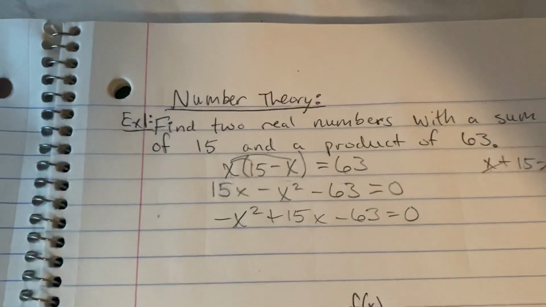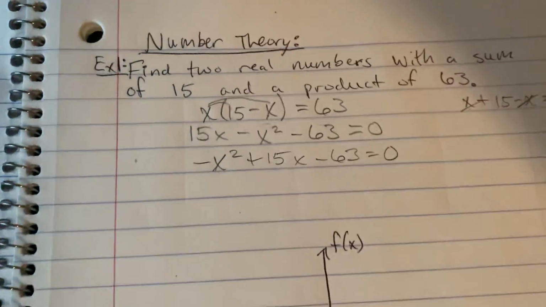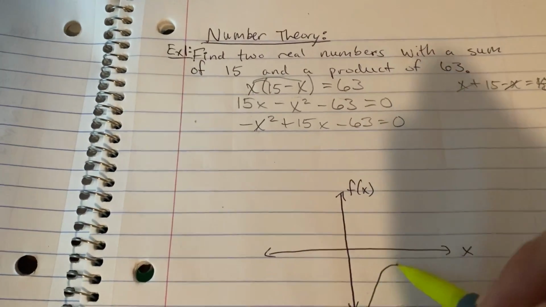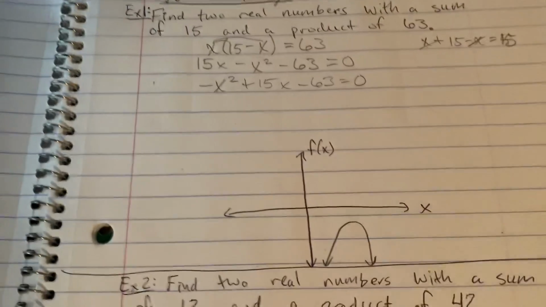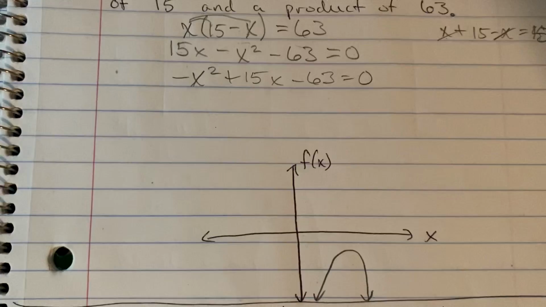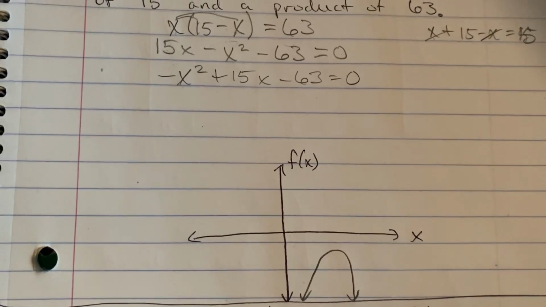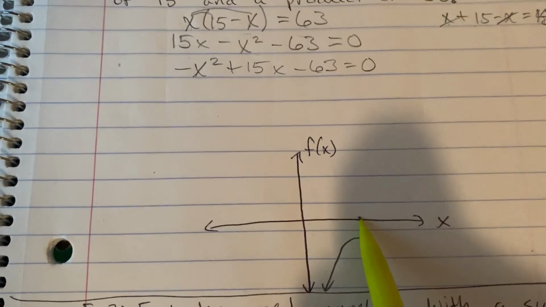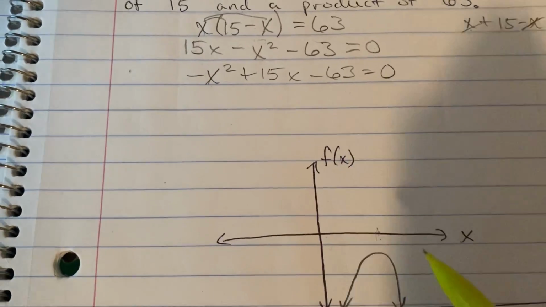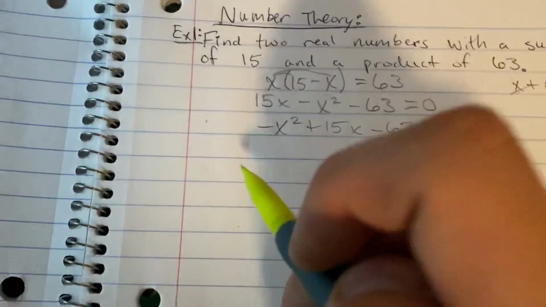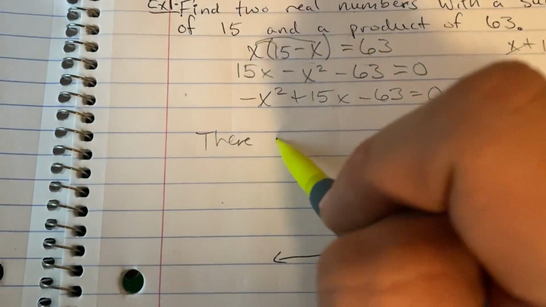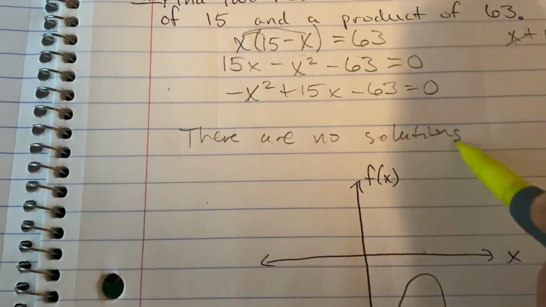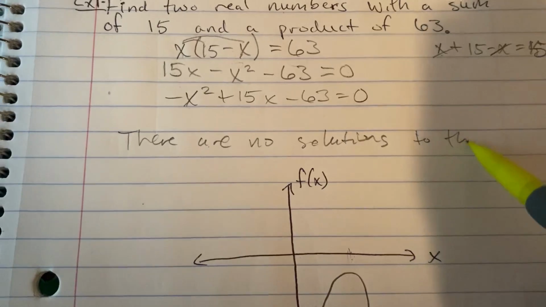Now if you want to plug that into your calculator, you can go ahead. I'm going to draw a rough sketch of it, and here's what it looks like. If you see on this graph, it never crosses over the x-axis. So that would be an instance where we have no solutions. Since there's no roots, there are no solutions to this problem.